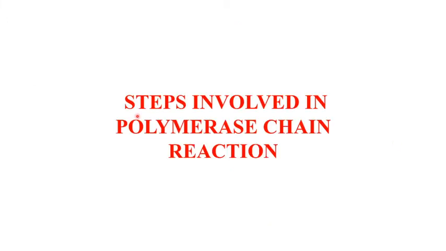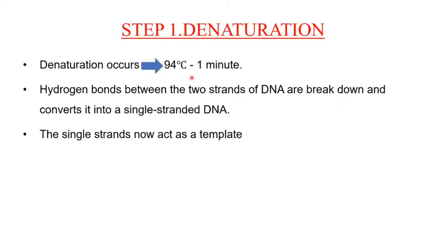Students, let us learn about different steps involved in polymerase chain reaction. Step 1 is denaturation process. During this stage, the mixture containing the template DNA and all other core ingredients are heated to 94 degrees centigrade for 1 minute. So the denaturation occurs at 94 degrees Celsius. The high temperature causes hydrogen bonds between the bases of double-stranded DNA to break and the two strands to separate. So hydrogen bonds between the two strands of DNA are broken and convert the double-stranded DNA into single-stranded DNA.